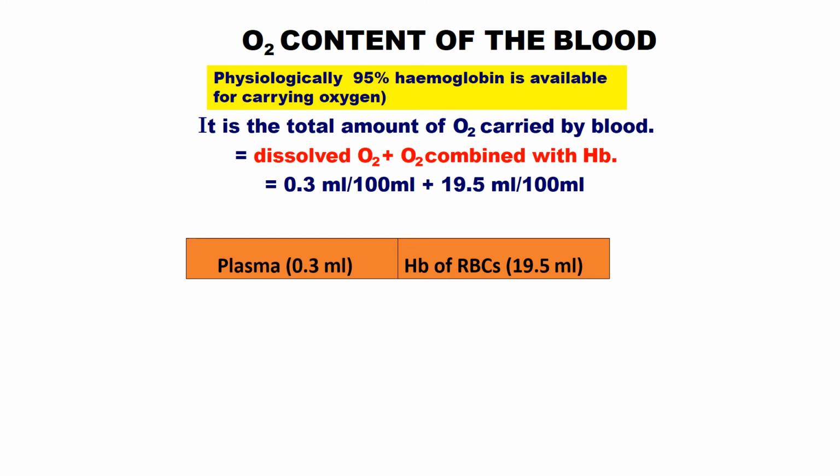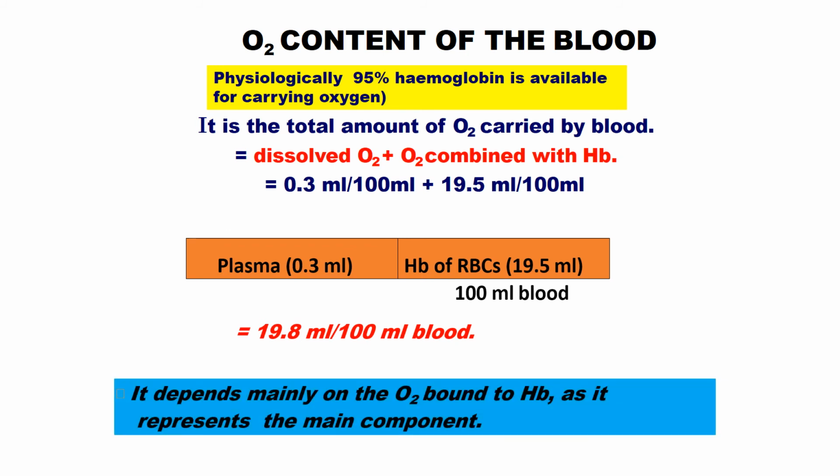So on adding both of them together, we get the oxygen content of the blood per 100 ml that amounts to 19.8 ml, and as we can see here, the majority of the oxygen content is contributed by the oxygen form that is bound to the hemoglobin. So this is the oxygen content of the blood.